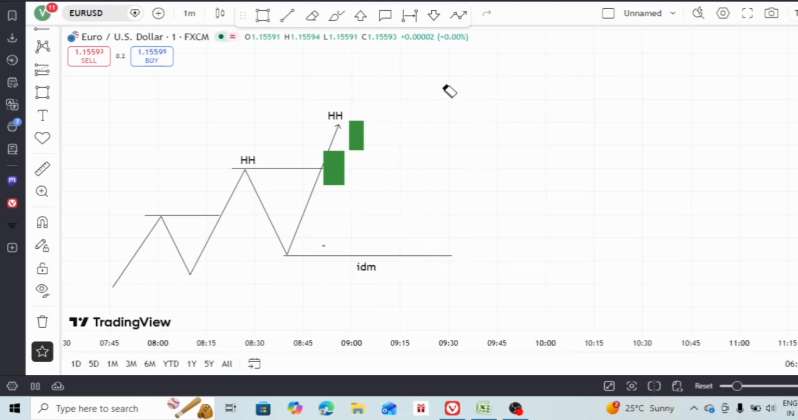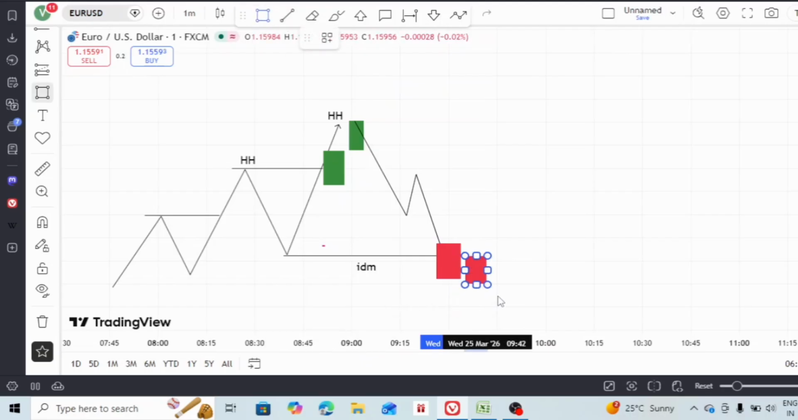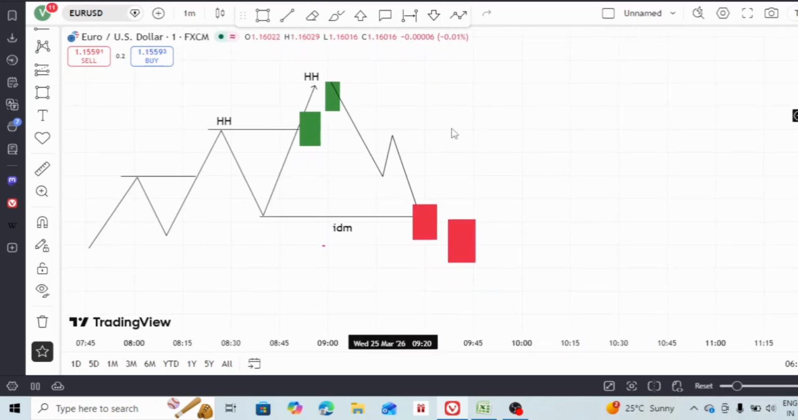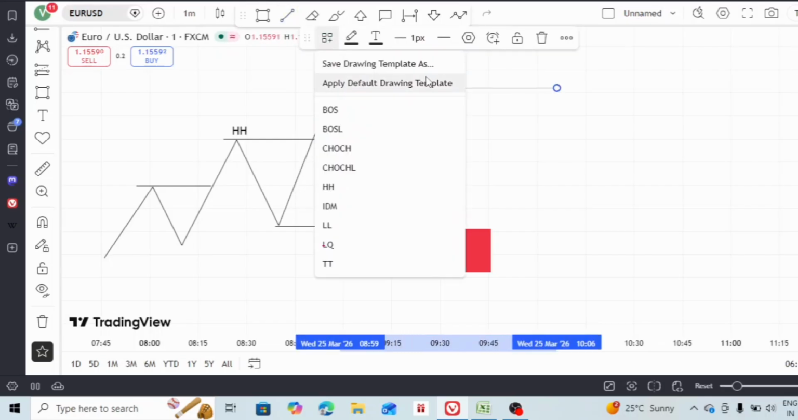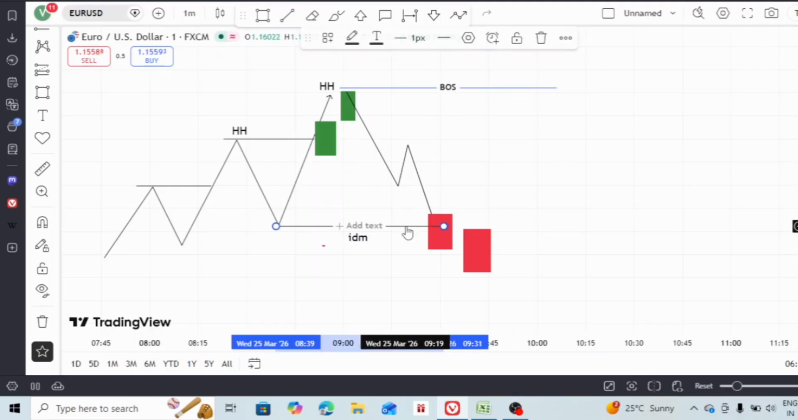Let me give you a clear example. Here the market comes and mitigates this inducement. It has mitigated this inducement, and it doesn't matter the color of the candle. Mitigate means touch. It has touched the inducement level, then the highest point where the market reverses will be our break of structure. And this is the inducement.